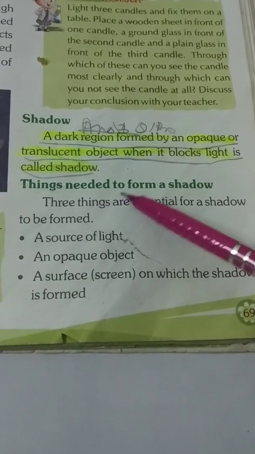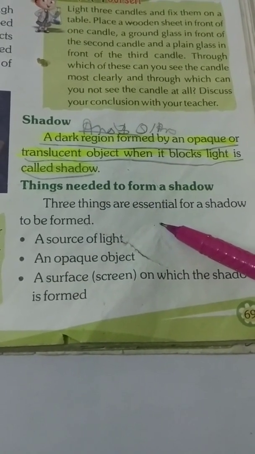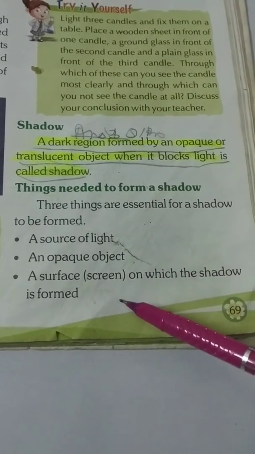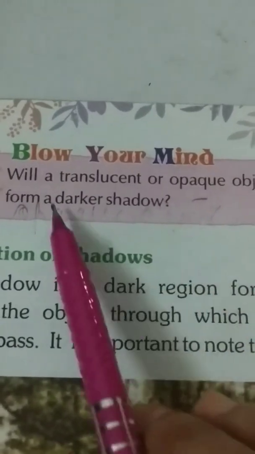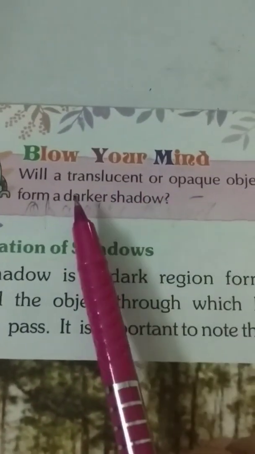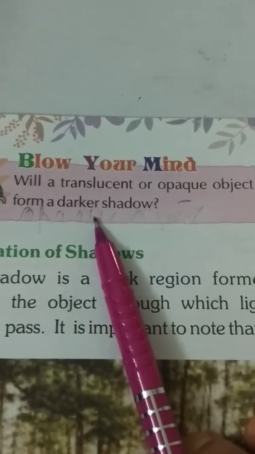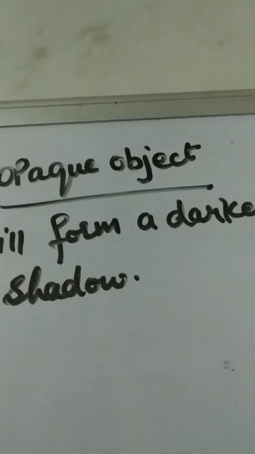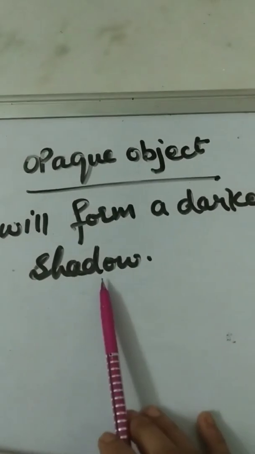Things needed to form a shadow. Three things are essential for a shadow to be formed: a source of light, an opaque object, and a surface or screen on which the shadow is formed. Blow your mind. Will a translucent or opaque object form a darker shadow? Opaque object will form a darker shadow.